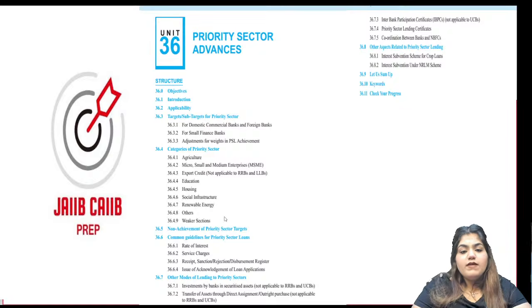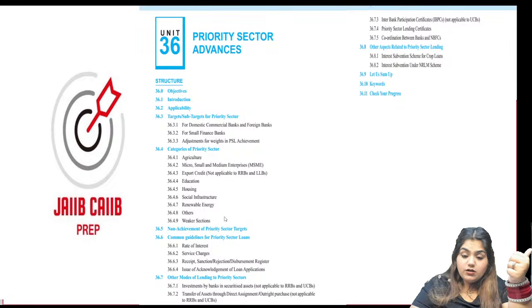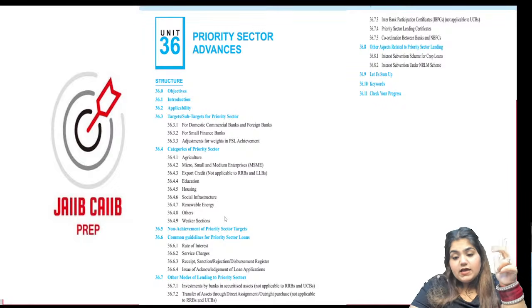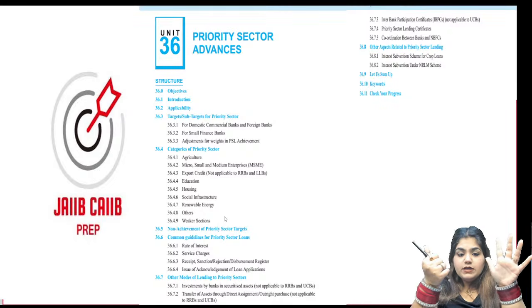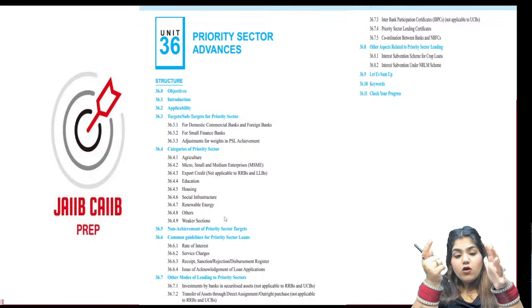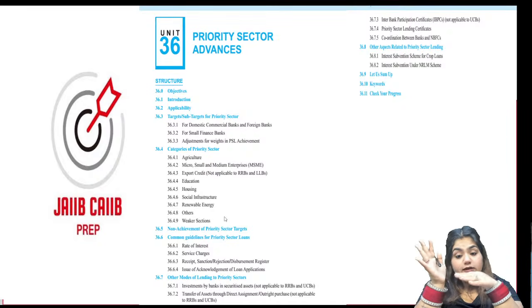Next, we have priority sector advances. What all are priority sectors? Priority sectors mean there is agriculture, there is MSMEs, renewable energy, social infrastructure, housing, education. Okay, these are the priority sectors with the bank, of which there is a percentage that a bank needs to maintain.